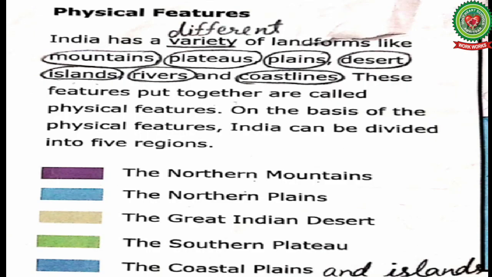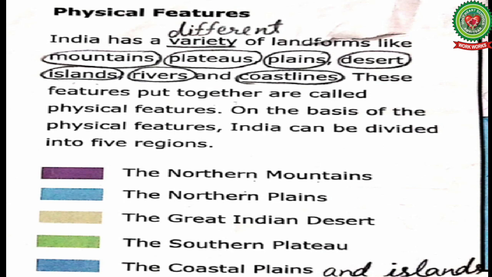Take out page number 2. Let's read physical features. India has a variety of landforms like mountains, plateaus, plains, desert, islands, rivers, and coastlines. These features put together are called physical features. On the basis of the physical features, India can be divided into 5 regions.